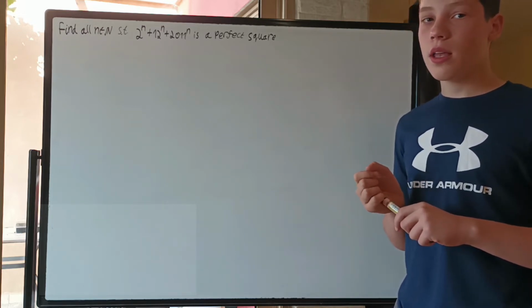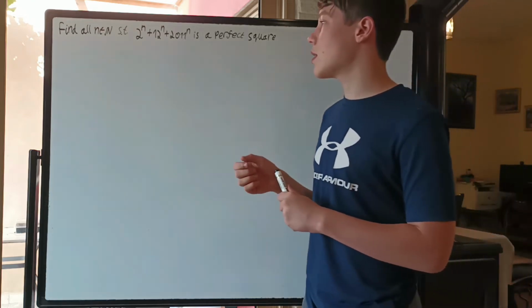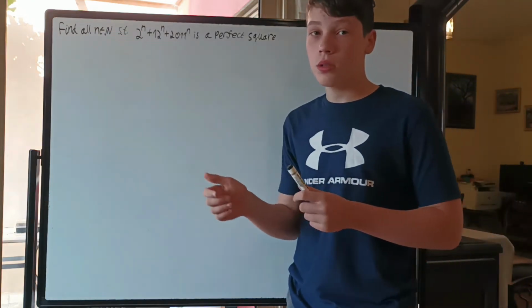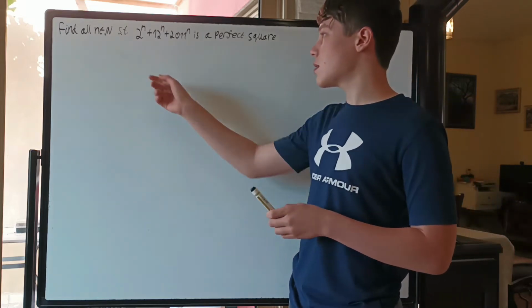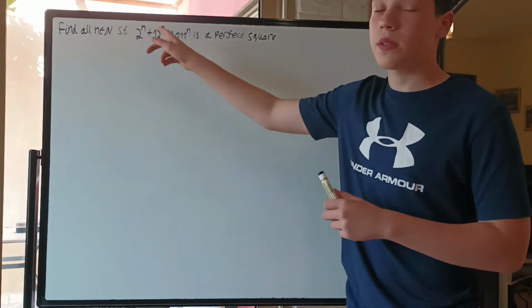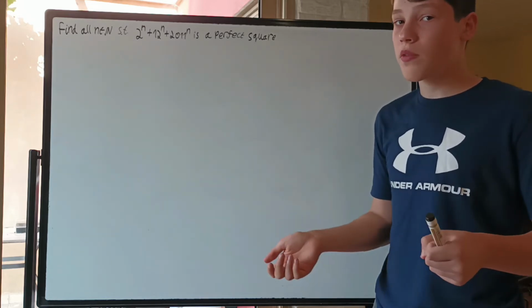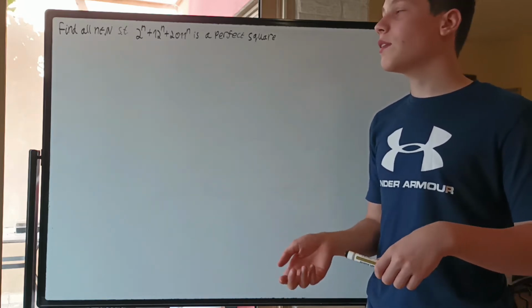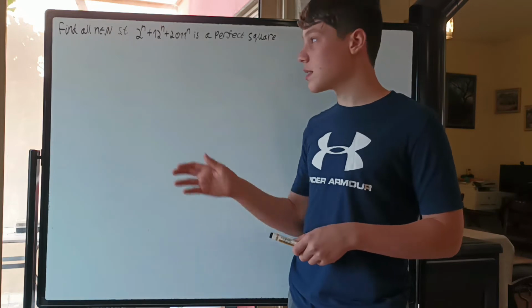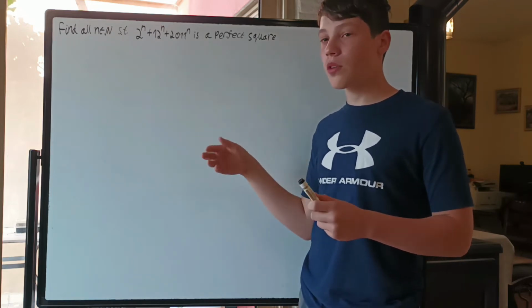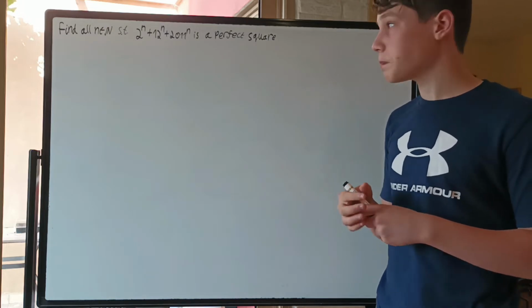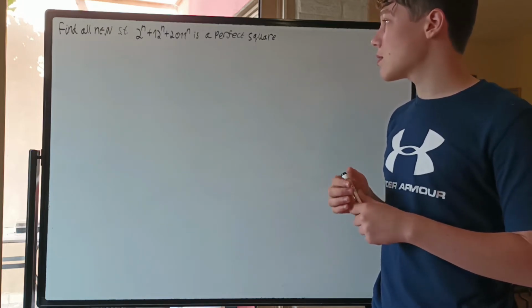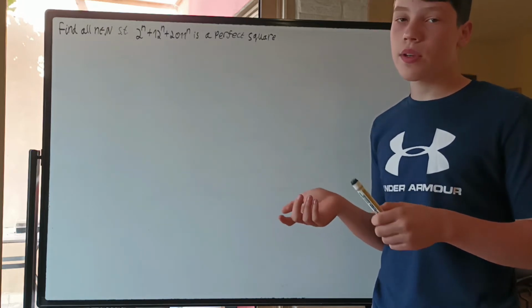So first of all, you might ask the question, do the natural numbers include 0? It doesn't matter in this case because if you plug in n equals 0, you get 1 plus 1 plus 1, which is 3, which is not a perfect square. So even if it was included in the naturals, it's not part of the group that makes this a square. So we'll just ignore it. So basically n is bigger than or equal to 1.